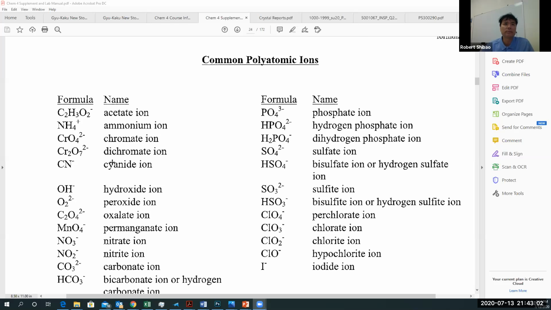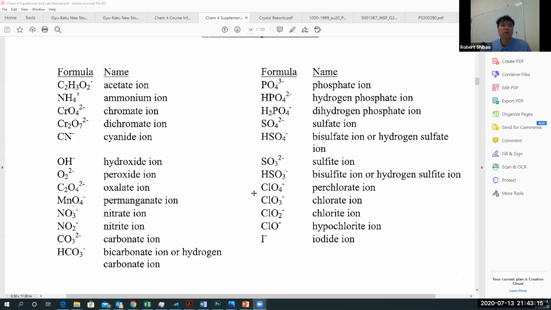Polyatomics, some of these we just memorize outright. Ides usually mean monatomic, but there are some ides that are polyatomic, like cyanide, hydroxide, peroxide. Which ones do you have to memorize outright? Acetate for sure. That's going to be a memorization. Ammonium, memorization. Chromate, dichromate, cyanide, hydroxide, peroxide, oxalate, permanganate. These ones you memorize.